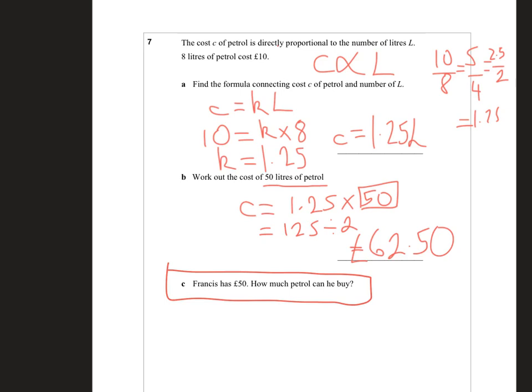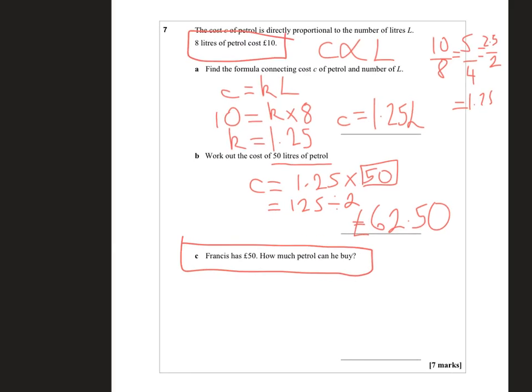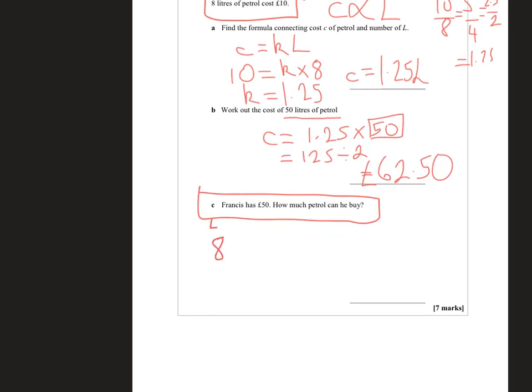Francis has £50, but you already know that 8 litres costs £10. So 8 litres are £10. For £50, that's times by 5, times by 5, 40 litres.